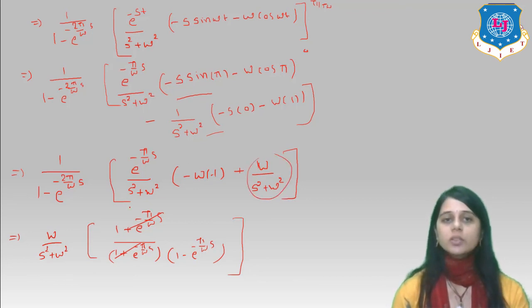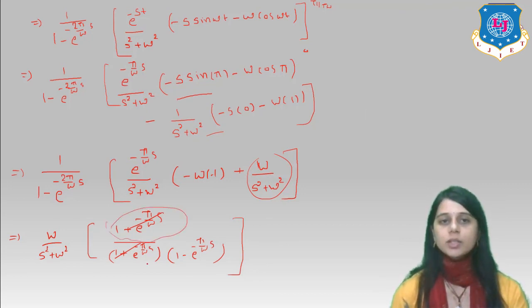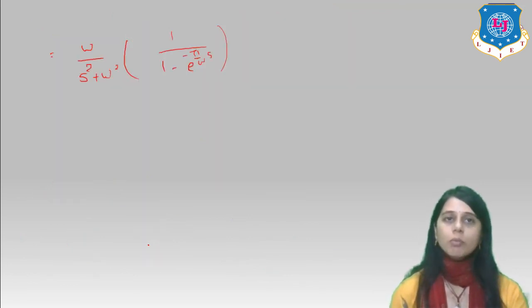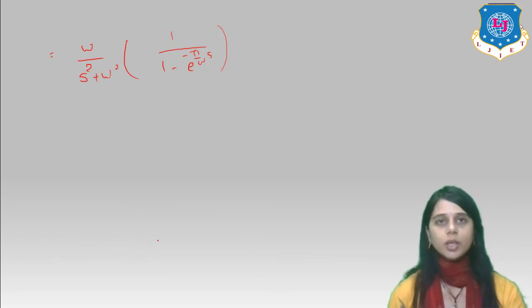Taking omega upon s square plus omega square common, we get 1 plus e raised to minus pi by omega s, and 1 minus e raised to minus 2 pi by omega s. We take the factor in the s square minus a square form, so it is s minus a, s plus a. So we take 1 plus e raised to minus pi by omega s and 1 minus e raised to minus pi by omega s. These two terms are eliminated. We get omega upon s square plus omega square into 1 upon 1 minus e raised to minus pi by omega s as the answer of this example. Thank you.